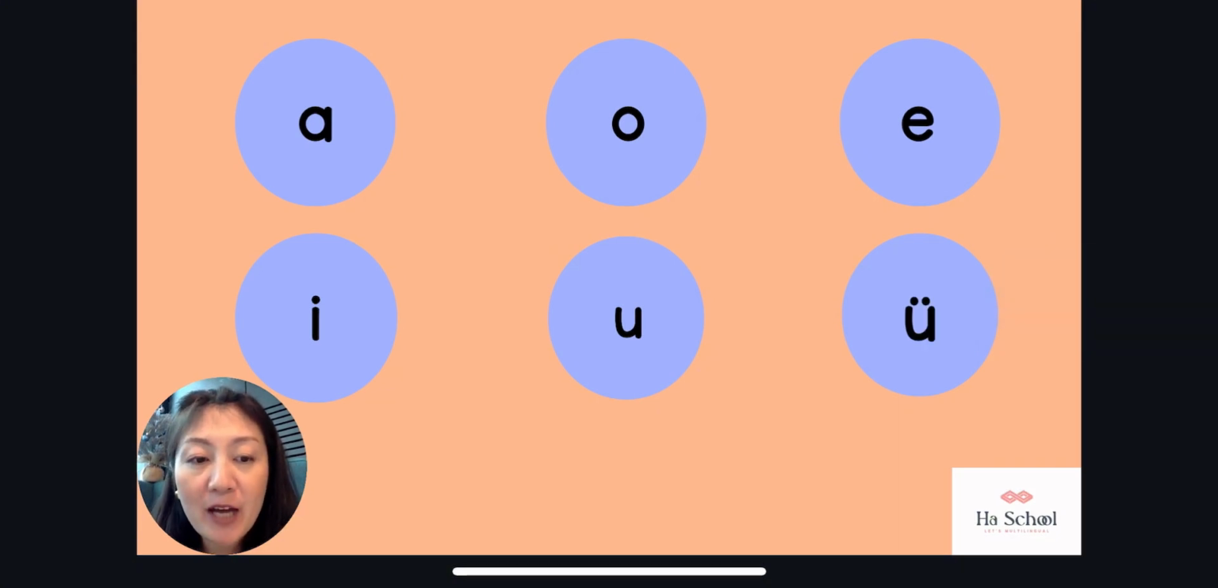A is a common vowel in many languages. When you're pronouncing it, just open your mouth wide and say ah. The second vowel is o. When you're pronouncing it, make sure your mouth is not too small. It should be like o. Your mouth shape is narrow and long, like you're smiling.